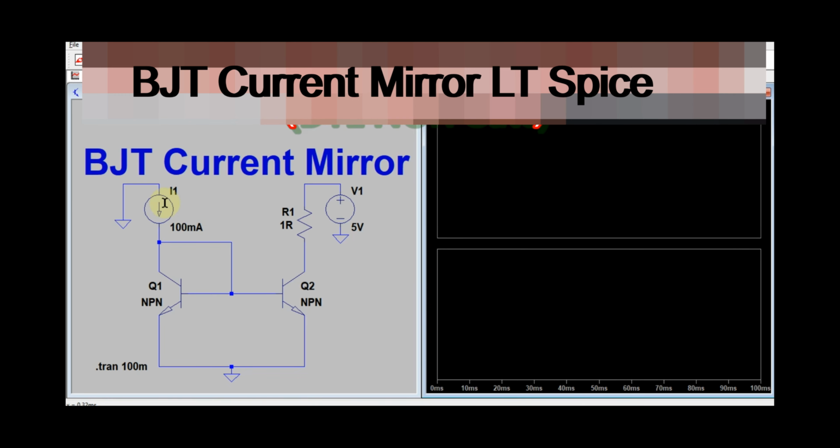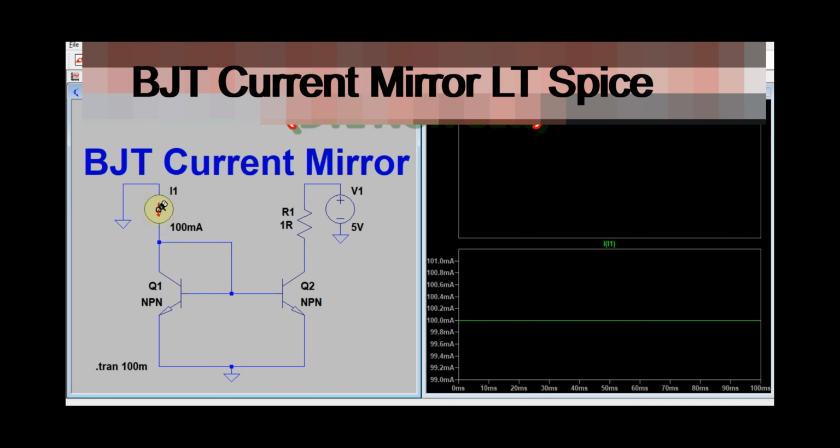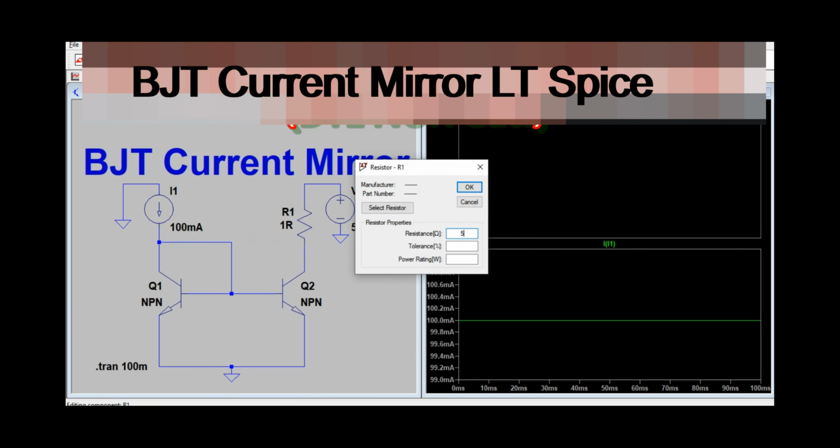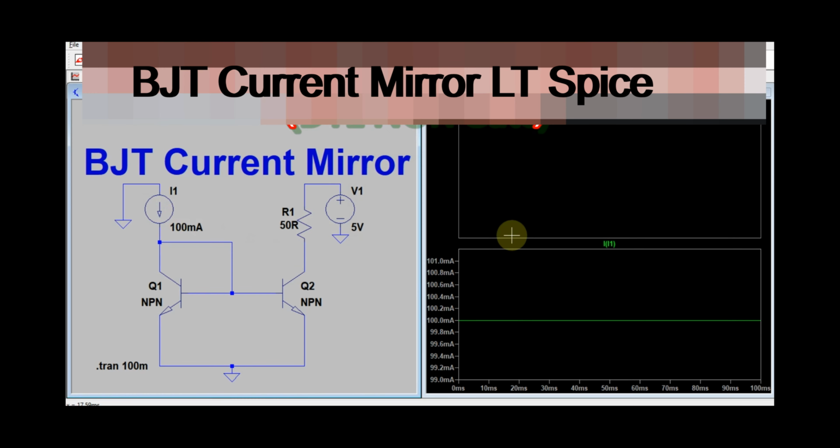Let me divide this waveform window into two parts, that is, add a plot pane. Let me show you first the current flowing through this branch. This is I1. You can see the current flowing through. Let me change the resistance first to 50 ohm, right? Run the simulation again. Now the current flowing through I1 is 100 milliampere, you can see.